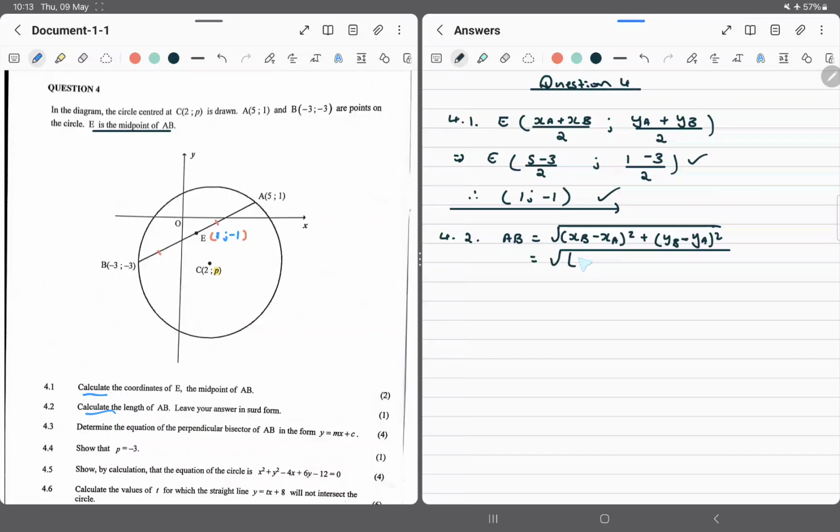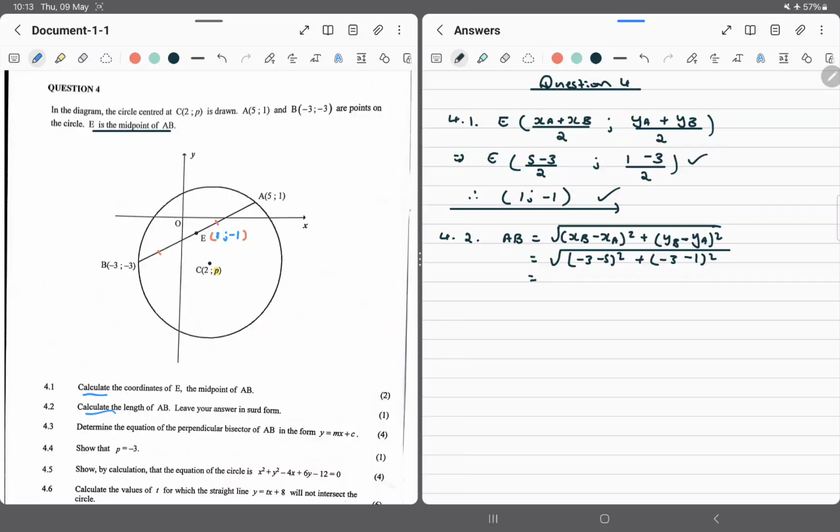X coordinate at B, it's minus 3 minus the 1 at A, it's minus 5 squared plus minus 3 minus 1 squared. Sorry, let's get the calculator.